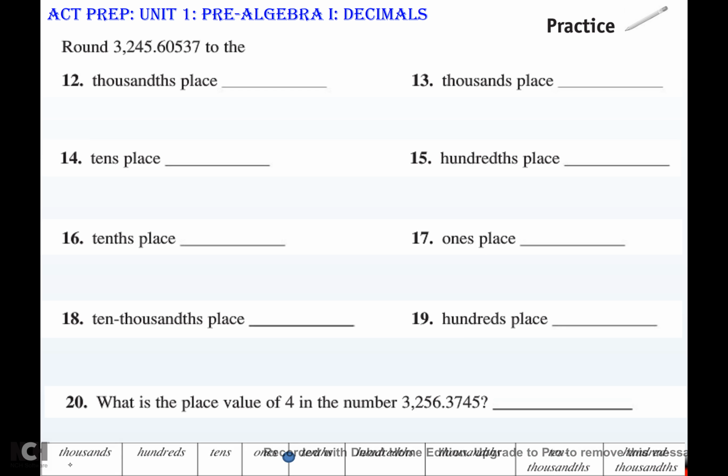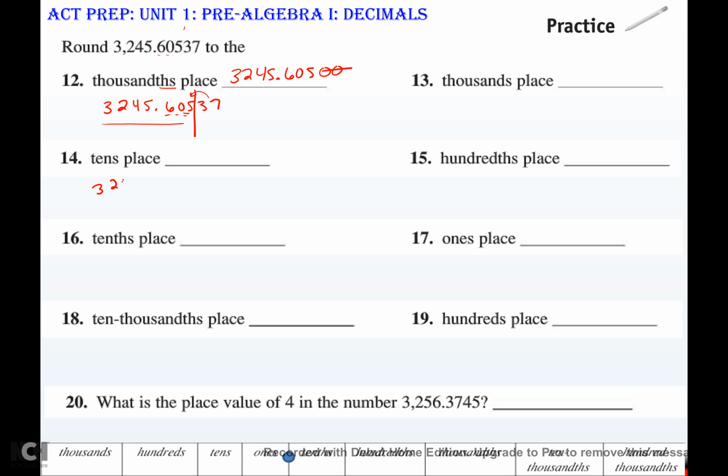Okay, so now we want to round. They want us to round to the thousandths place. Tenths, hundredths, thousandths. So I'm rounding to that 5. The 3 isn't going to do anything, so these all stay the same: 3245.605. And again, those would literally be zeros, but if they're after the decimal, you don't write them.